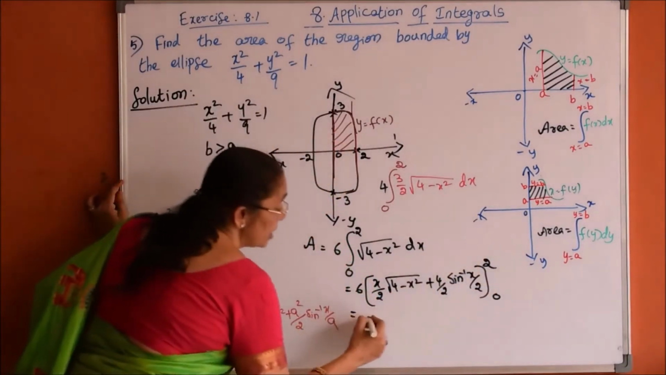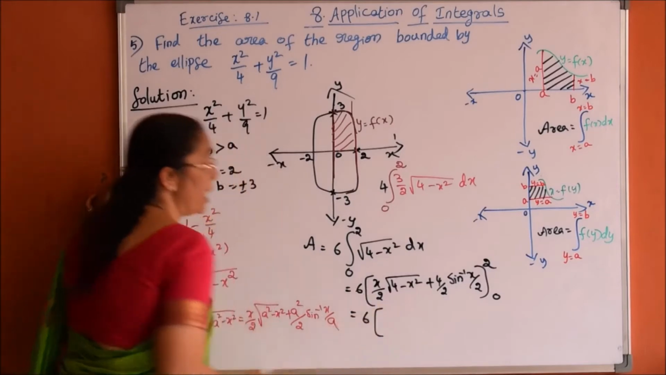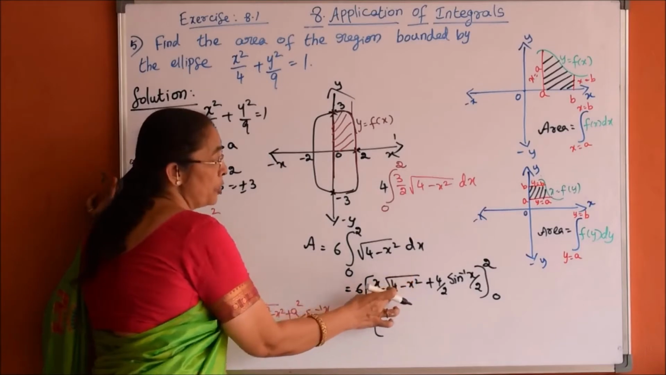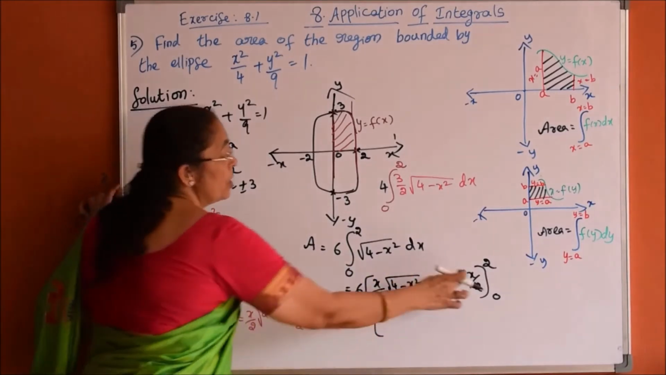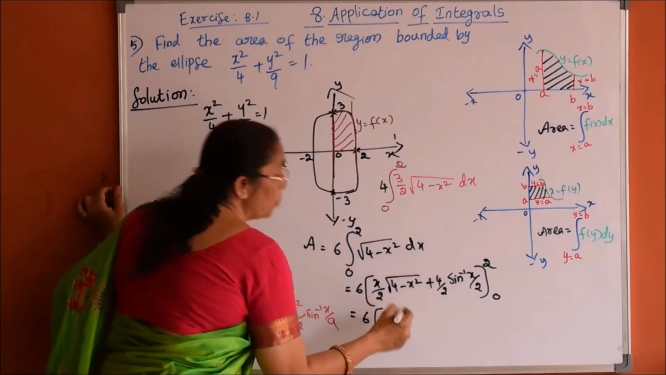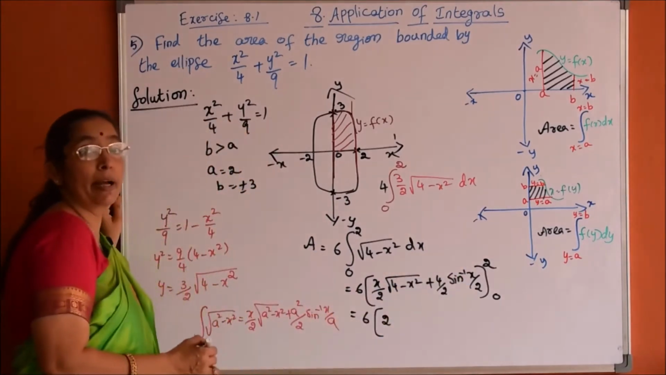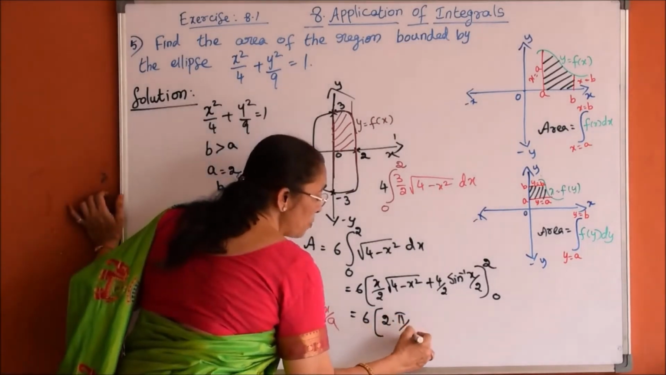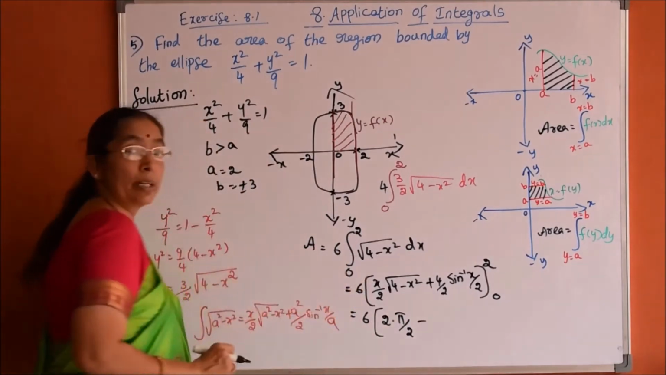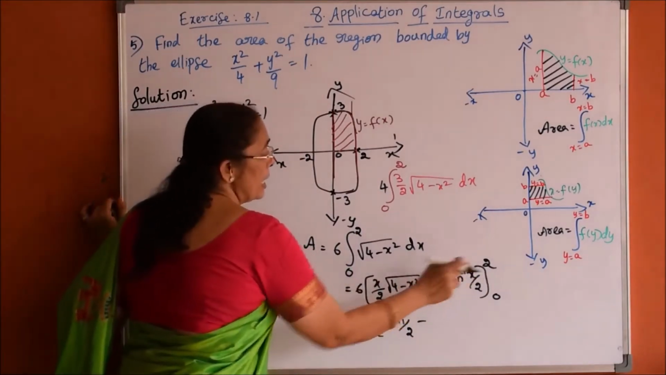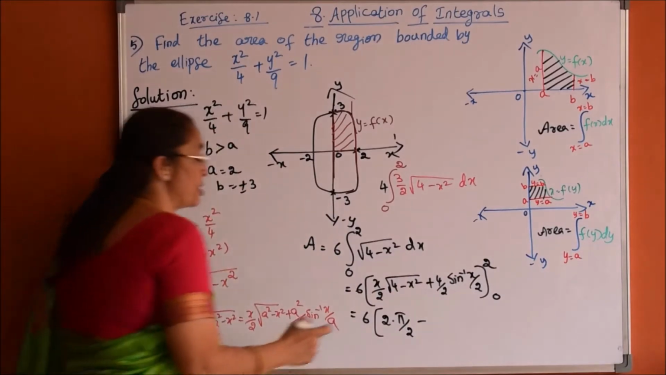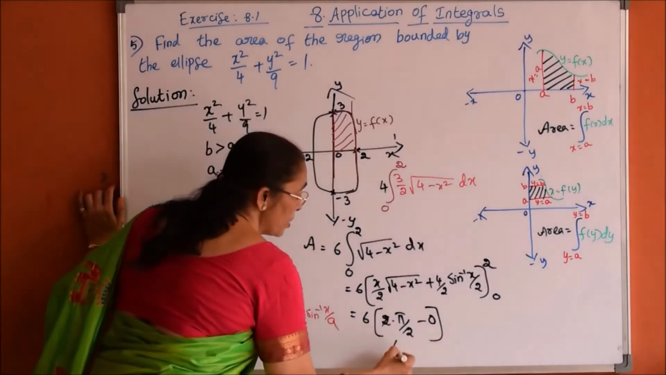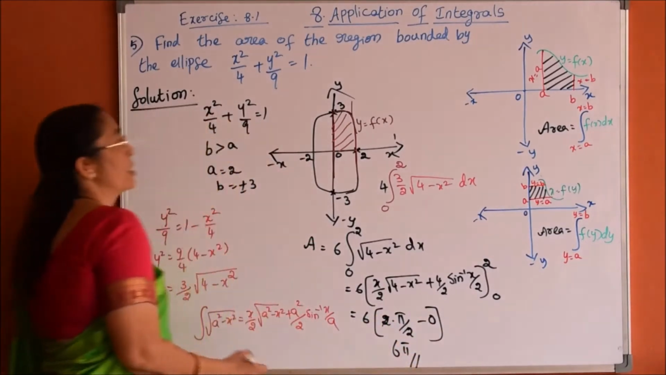Limits are from 0 to 2. So we will get 6, this 6 is there outside. Now applying the upper and lower limits. When we apply the upper limit here, x square is 2 square is 4, so this term will become 0, 4 minus 4, 0. Second term we will get it as 4 by 2 is 2 into sin inverse of x by 2, sin inverse of 2 by 2, sin inverse of 1, which is pi by 2, minus for the lower limit this term will become 0, substituting x as 0. Again here substituting x as 0, sin inverse of 0 is 0. So the lower limit is 0. We will get this 2 is cancelled. The required area is 6 pi.